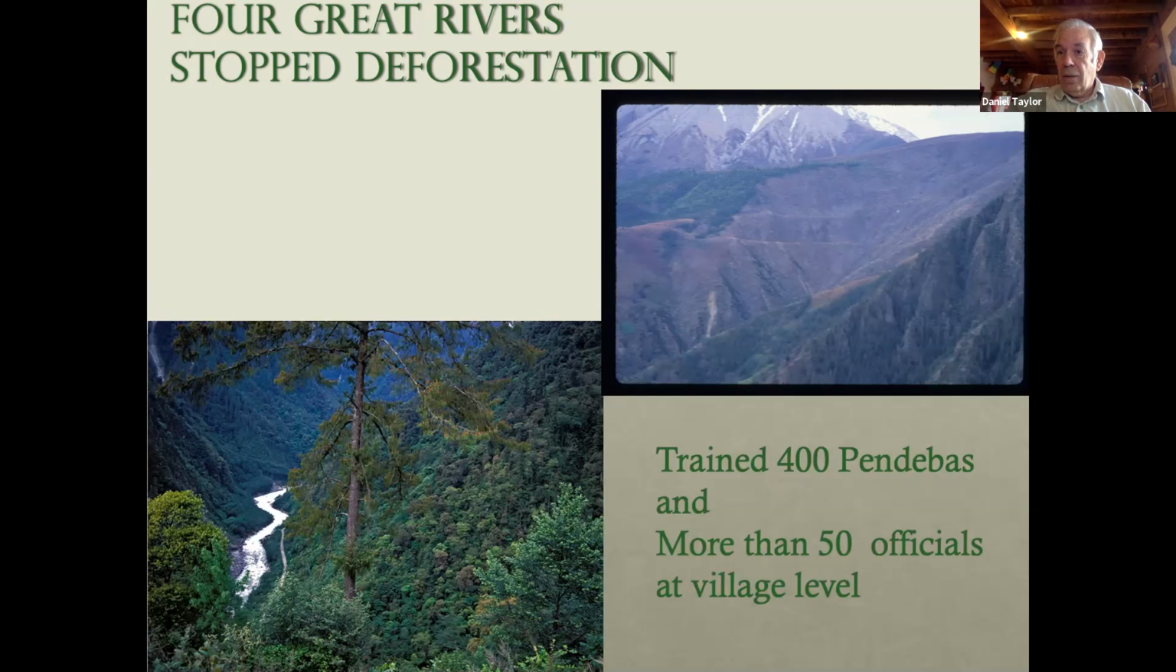400 pendabas were trained, 50 village leaders, training 50 people. At the village level, they started to implement policies, training 400 people from the villages who were paid by the villagers. We did not pay for them. These 400 people were being paid by their local villages because the villages were getting health care and economic development. There was a reason why the villagers paid to have these pendabas taken care of.